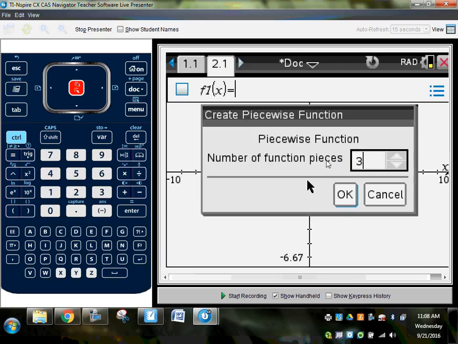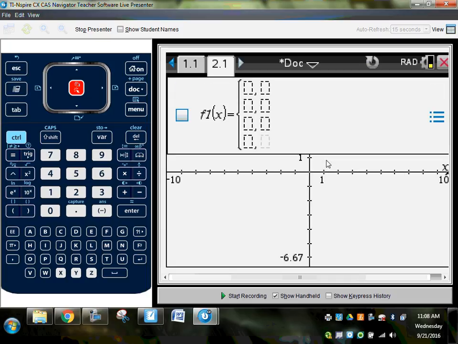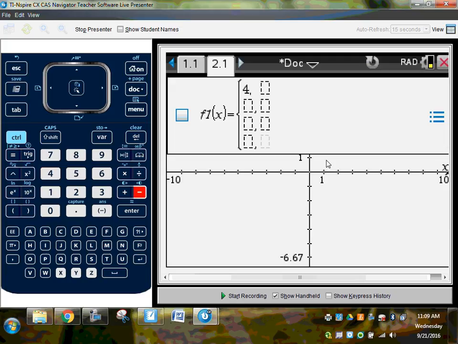Now, how many pieces does this example have that we're going to be graphing out, kids? 4, all right. So type in 4 and hit OK. Now, the first thing you're going to do is enter what you're graphing, which is 4 minus x, the first piece, and then it tells you where to graph it. So go over here, you're going to do an x.